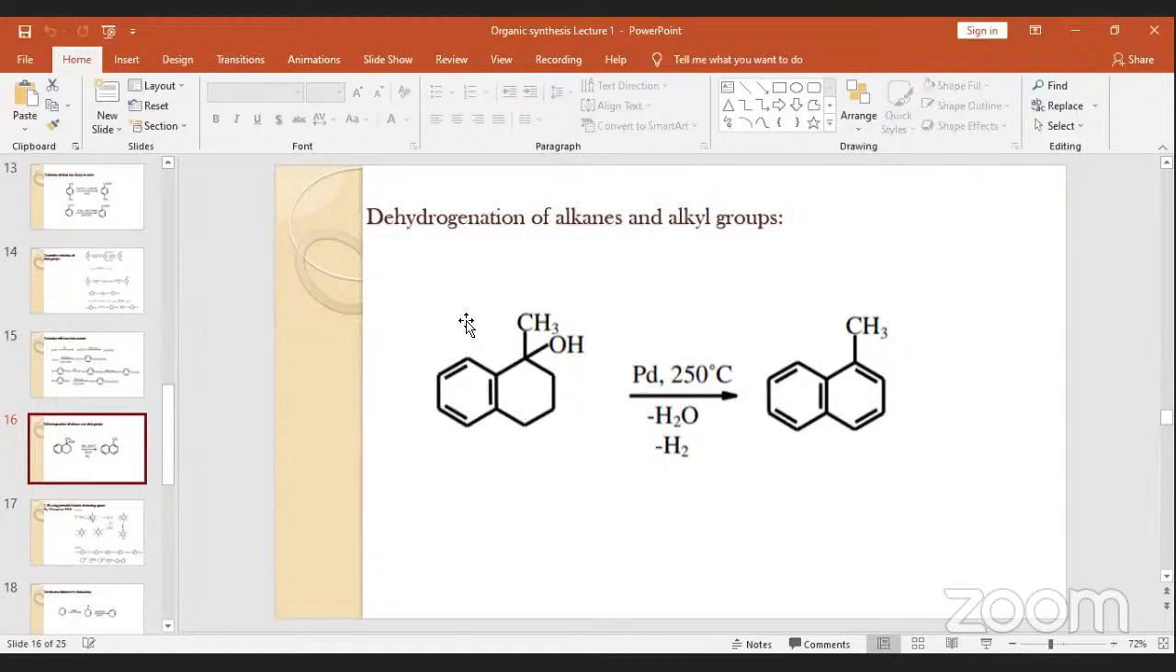Now, dehydrogenation of alkanes and alkyl groups. This is also another important oxidation reaction, as I told you. What are we doing here? We are doing dehydration followed by dehydrogenation. Here the OH is on a tertiary alcohol; first dehydration gives you one double bond, and treatment with palladium will remove hydrogen from here. The driving force for this dehydrogenation reaction is the formation of an aromatic ring. Extended conjugation is there, especially to an aromatic ring, not only to a double bond. Ultimately you are forming an aromatic skeleton which is quite stable. That is why this reaction is very facile.